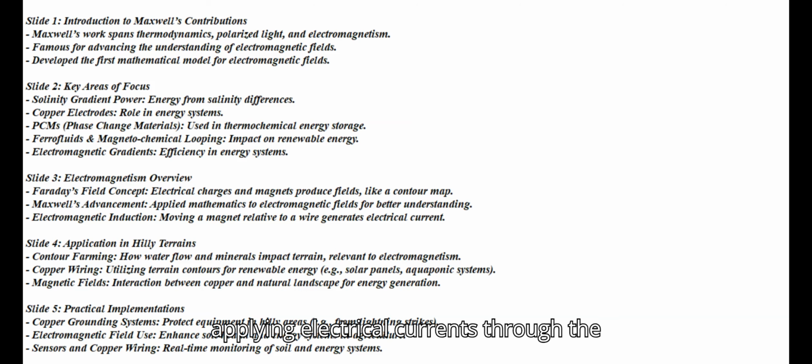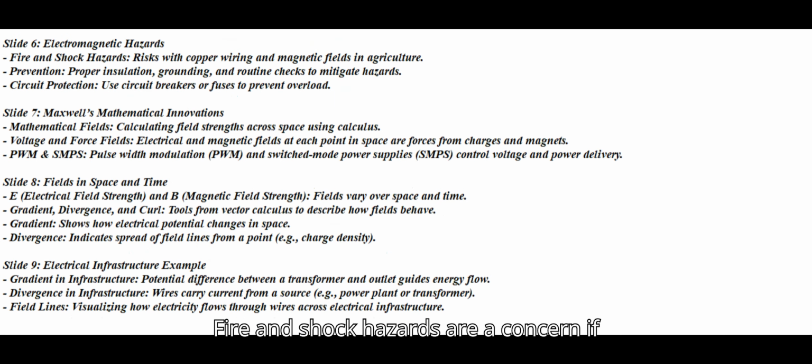By applying electrical currents through the soil, slopes could be stabilized, water flow altered, and mineral deposition controlled. Integrating electrical systems, especially with copper wiring and magnetic fields in agricultural settings, poses some risks. Fire and shock hazards are a concern if these systems aren't managed properly. Overloads, short circuits, and electrical shocks could occur, especially in moist environments. Proper insulation, grounding, and routine maintenance are critical to preventing hazards. We're just exploring these ideas to understand how they work.